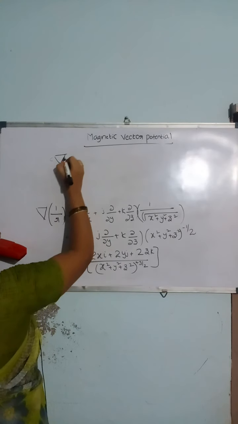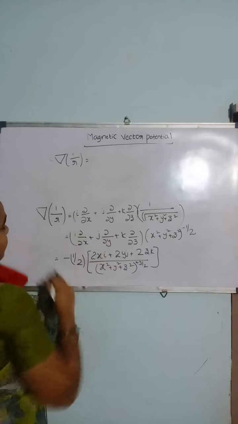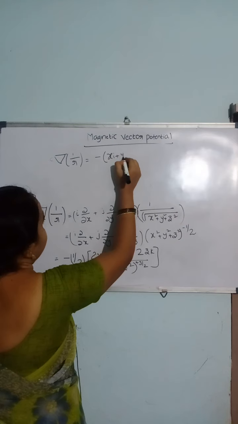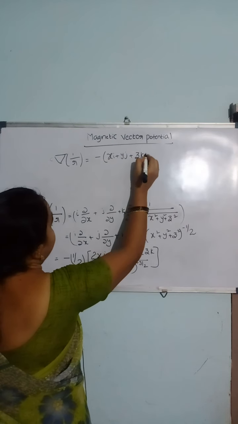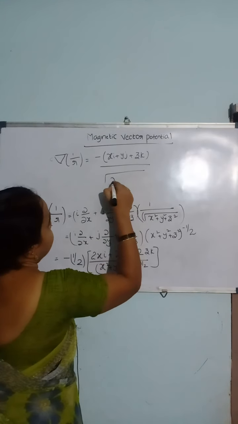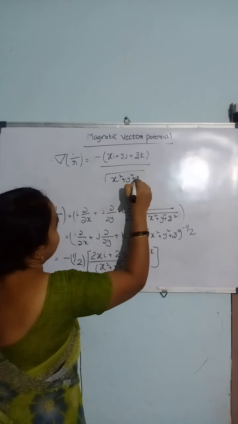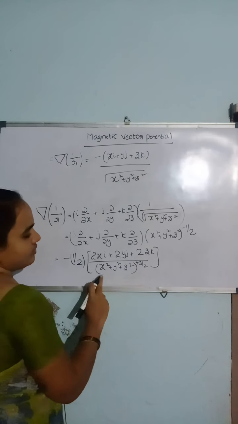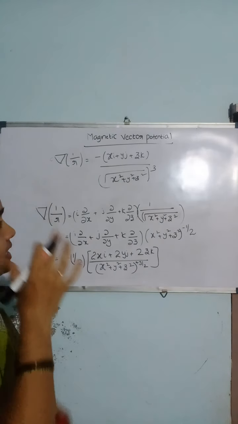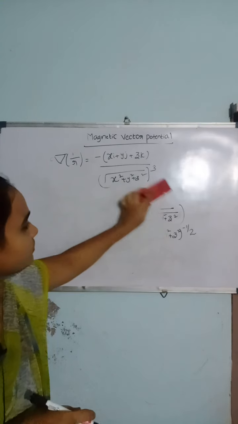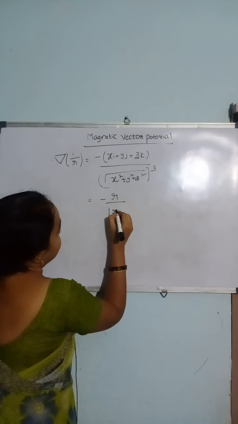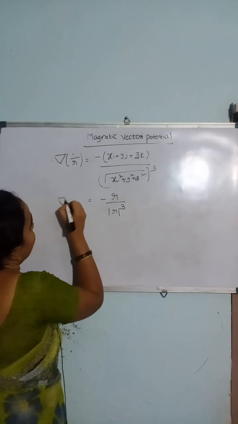Then del of 1 by r is equal to, the 2 gets cancelled, minus of xi plus yj plus zk divided by root of x square plus y square plus z square whole cube, that is whole power 3 by 2, which can be rewritten like this. Then this becomes minus r by modulus of r cube. This is del of 1 by r.